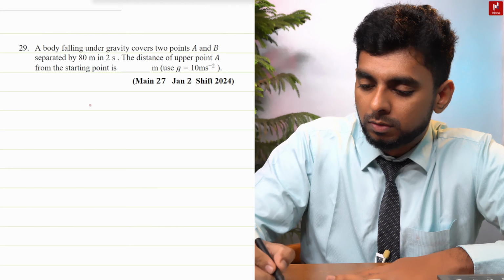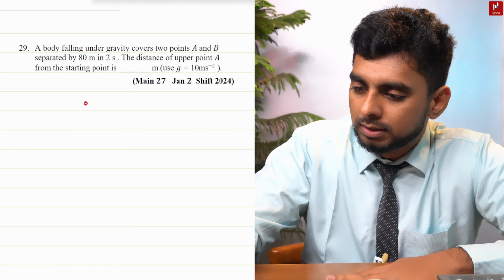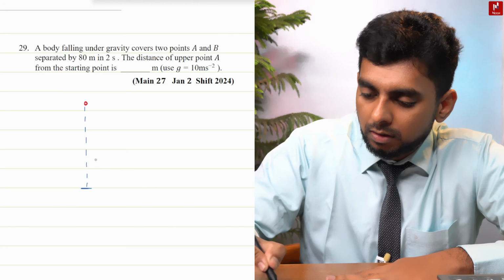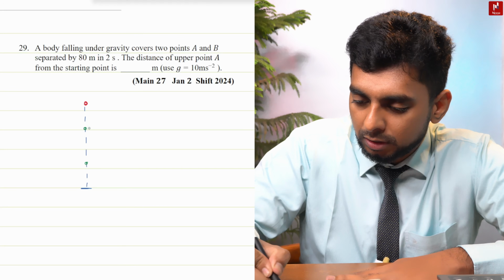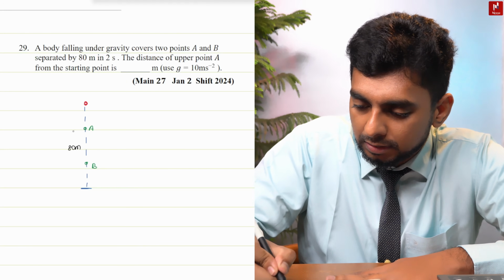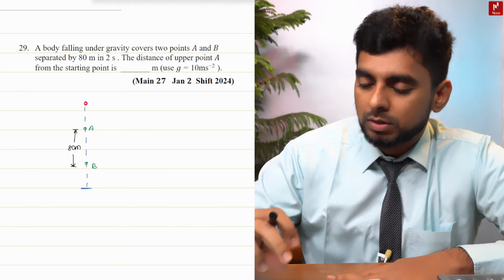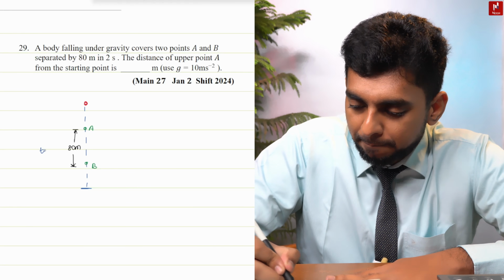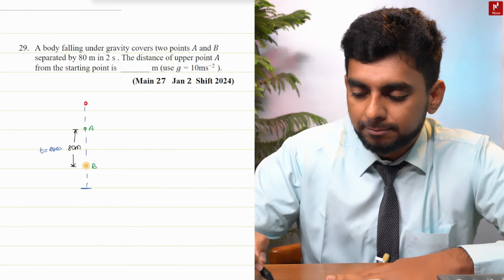So here what I'm going to do is drop a ball, or body, whatever it is, at the origin, and then in its entire journey I just chose two different points. Okay, that's going to be A and B. This is point A and this is point B. In between this journey, it was able to cover 80 meters. The time taken for that 80 meters will be t equals 2 seconds.